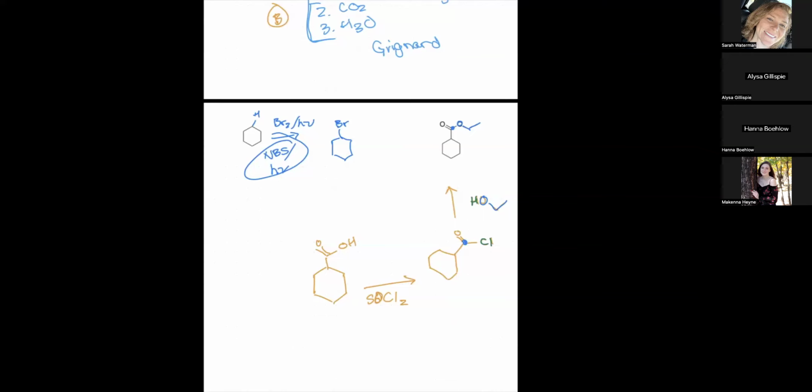And then same thing as before, right? I'll do them in two different colors. We can either do MgTHF and then CO2 and then H3O plus, and that will get us this. Or we can do NaCN, which will replace our bromine, and then our acid workup step.